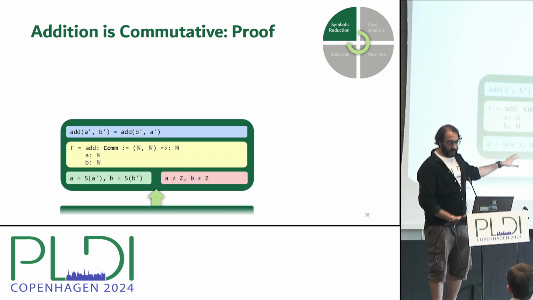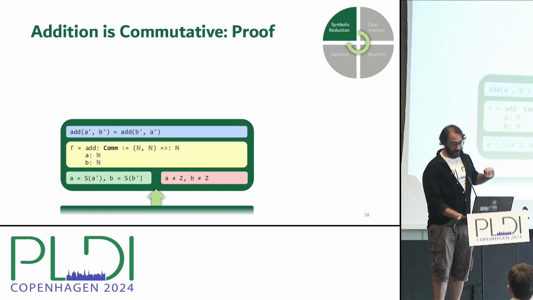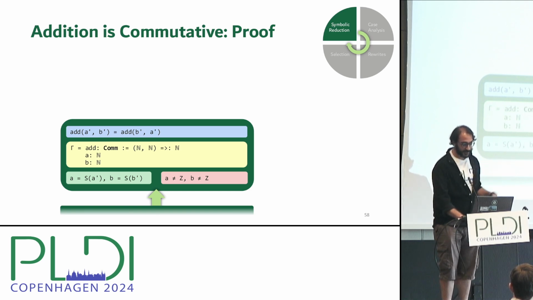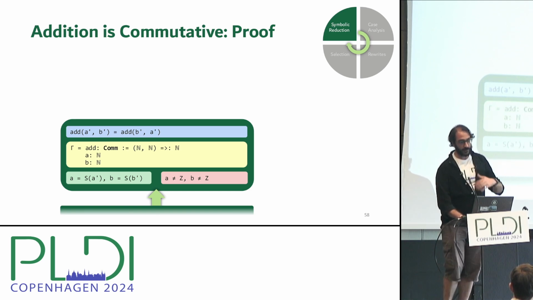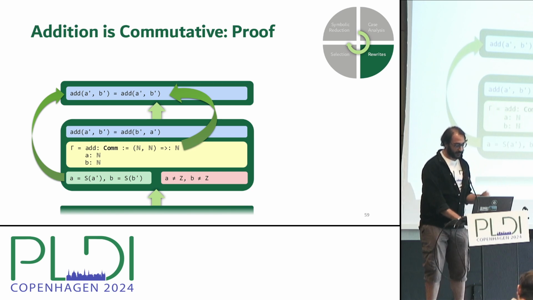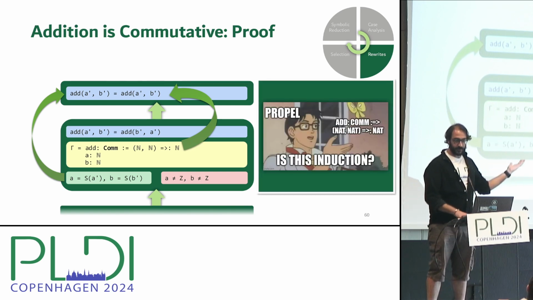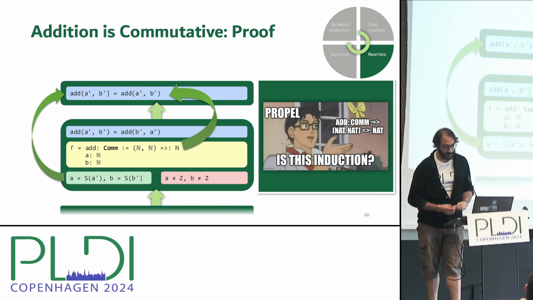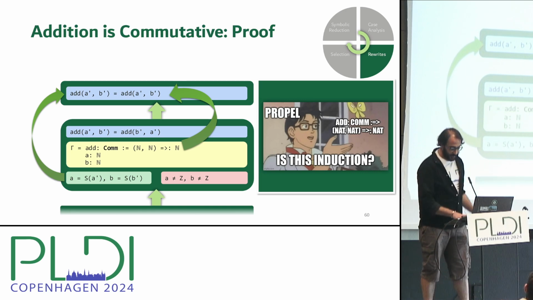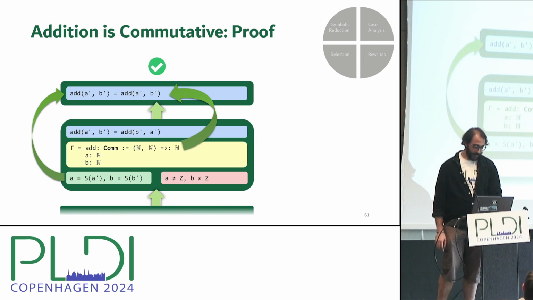Then you reach this point, and here you have to use the inductive hypothesis. But we have no inductive hypothesis. We have nothing in the green. Except now the typing contexts come in handy, because according to the typing context, addition is commutative. So we can create the induction hypothesis out of the type, apply it, and we're done. And is this induction? Well, according to Propel, yes, it is, but modulo some kind of well-foundedness check. But the thing is, it falls out of the type. Then you're done.